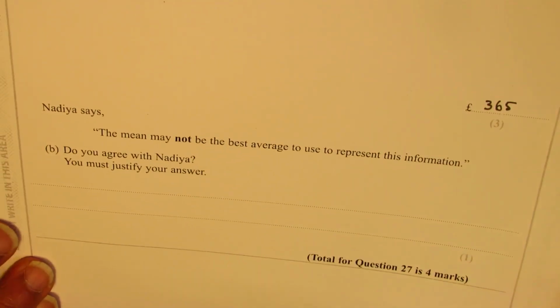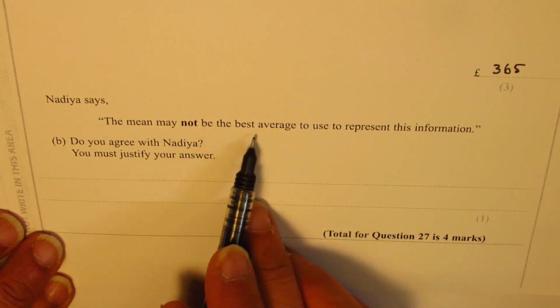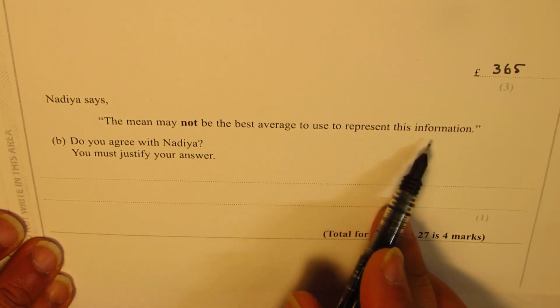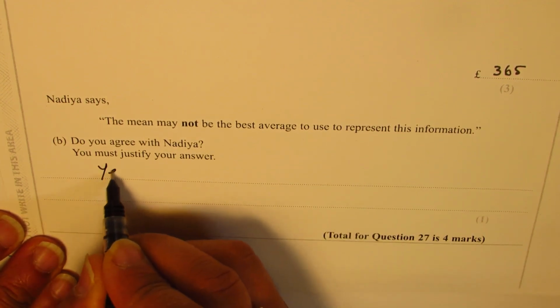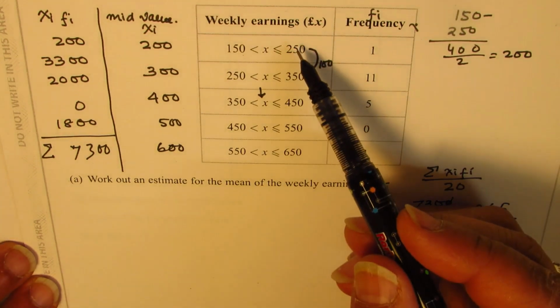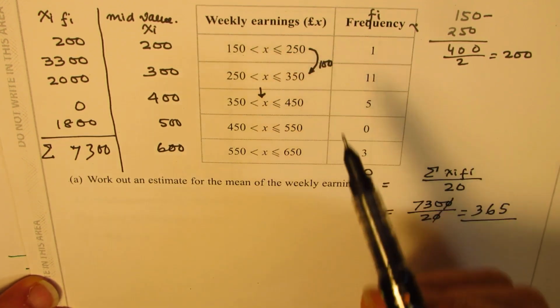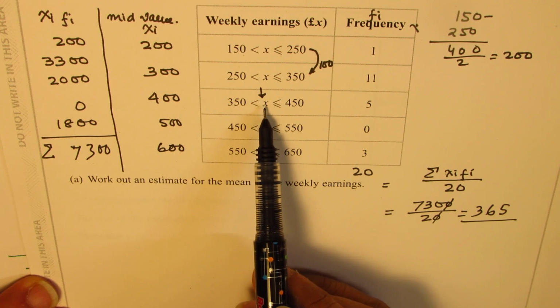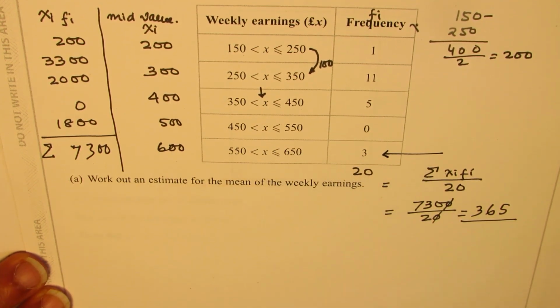Now, second part of this question is, Nadia says the mean may not be the best average to use to represent this information. Do you agree with Nadia? The answer definitely is yes. You must justify your answer, right? Okay. So as you can see, most people are actually earning much lower than 360. Do you see that? Mainly because of an outlier. So there are 3 persons. So I'll provide the reason here.